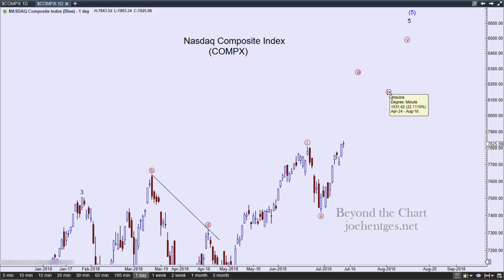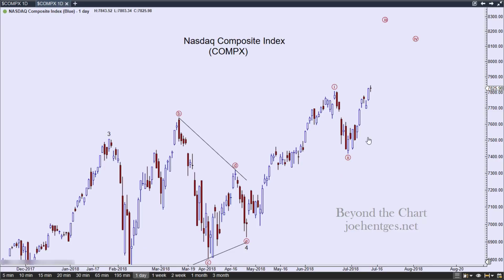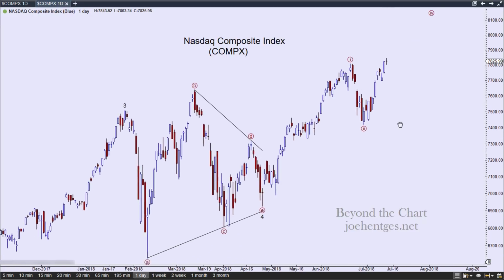3, then a pullback, 4, probably sideways, and then a 5th move. Okay, and I say sideways because we've already had a sharp pullback on wave 2.